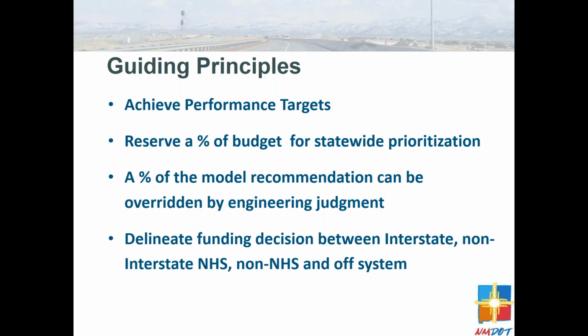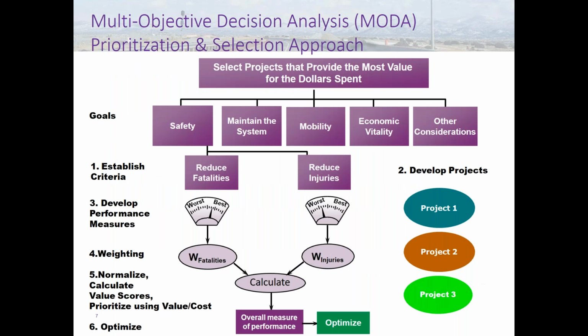So we've been kicking around whether we should reserve a percentage of the budget for statewide prioritization and then the districts get to make their own decisions with the rest, or what percentage of the recommendations from our pavement or bridge model do they have to adhere to, and then they can use engineering judgment for the rest. And then really the other focus always is how do you determine how you're going to fund things based on which particular system it's on. So one of the tools we were looking at was a multi-objective decision analysis approach. I know some DOTs use Decision Lens. That's one of the ways that you can kind of look at cross-asset allocation.